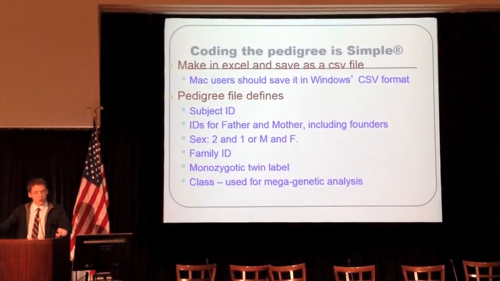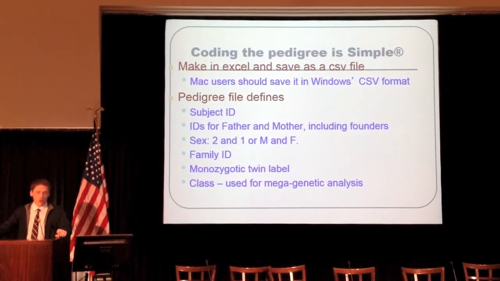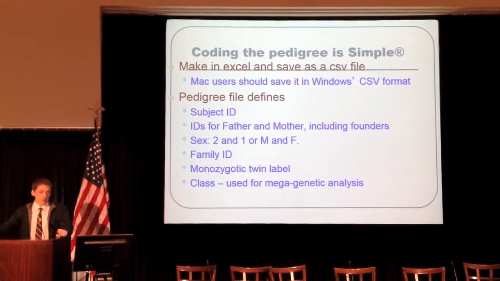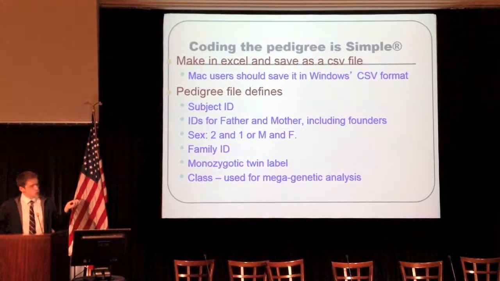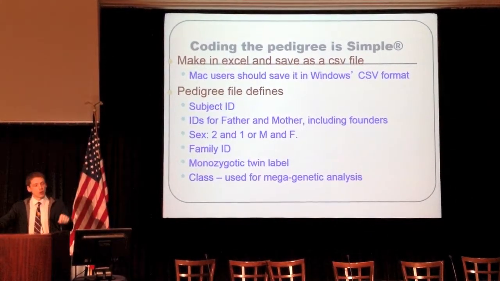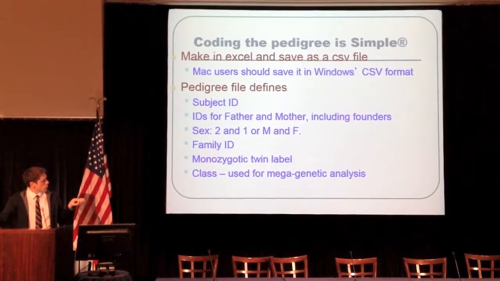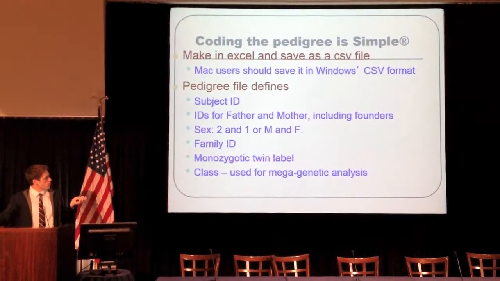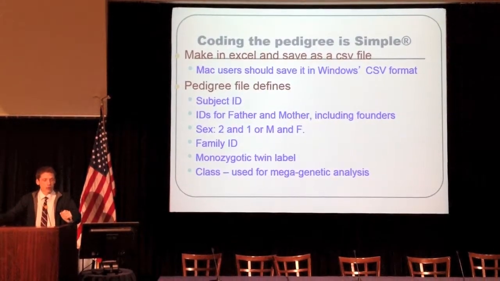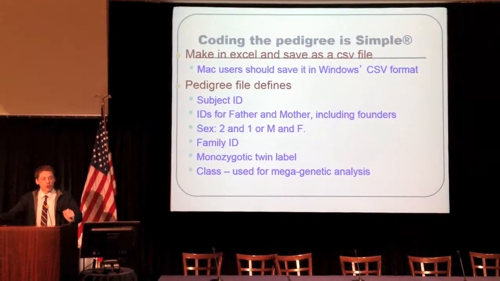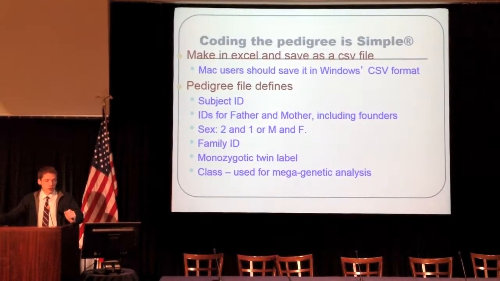We also need to code for gender. You code 1 or M for male and 2 or F for female. Everything else is pretty much optional. You can code for the family ID or the household ID, so if you want to do common environmental influences, that's how you would do it. You can have a monozygotic twin label, and that's important because those are the only people in the pedigree who share 100% of genetic variance among each other. So the monozygotic twin label should be there.